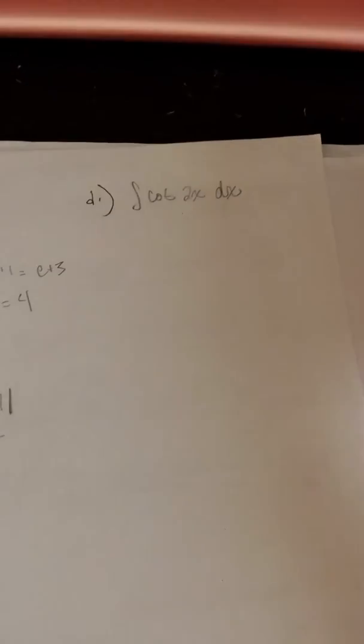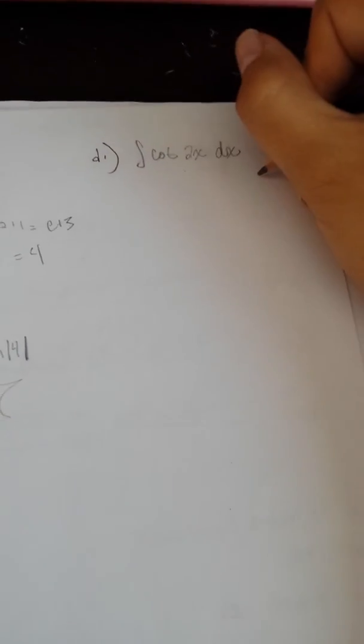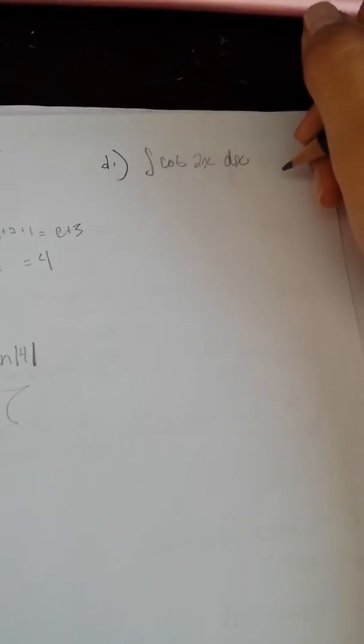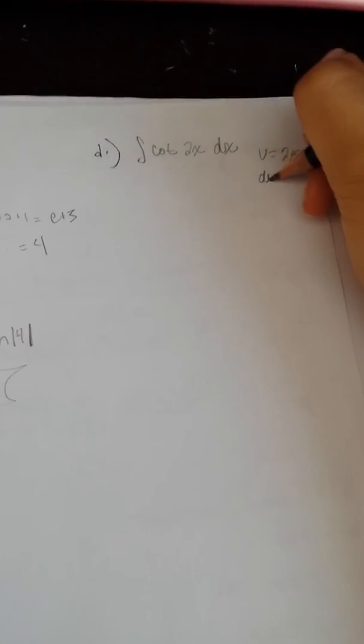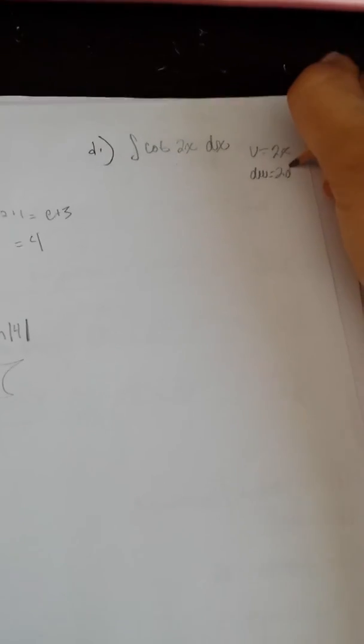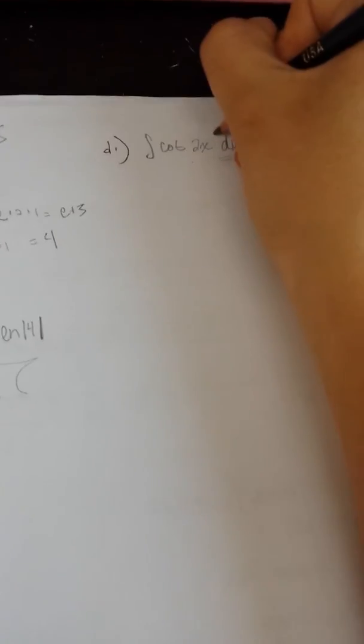Okay, so this is part D of number 1. Again, you have to find the integral of this equation. Again, I'm going to use substitution. For my substitution, I'm going to use u is equal to 2x, because that's the stuff. So u is equal to 2x, and du, which is the derivative, is equal to 2 dx. Okay, so you have a dx, but there's no 2 in front of it, so what you have to do is multiply 2 in.